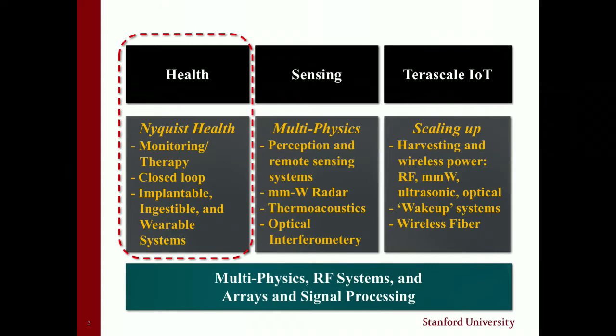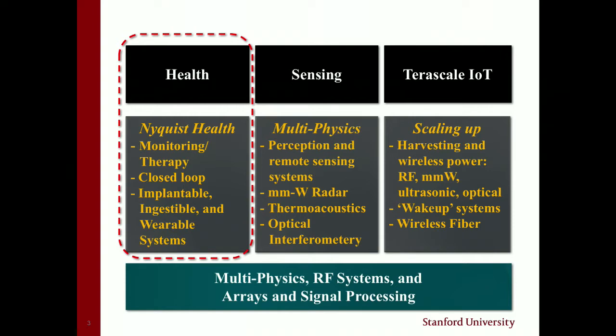This is an area where, if IoT is successful, you need to have the backbone to deliver data across the network at much higher capacity. Now, if you look at these applications, they're again enabled by the same multi-physics RF system and array signal processing expertise. But 15, 20 years ago, these slides would be dominated by communication. And today, I think there are a lot more applications emerging.